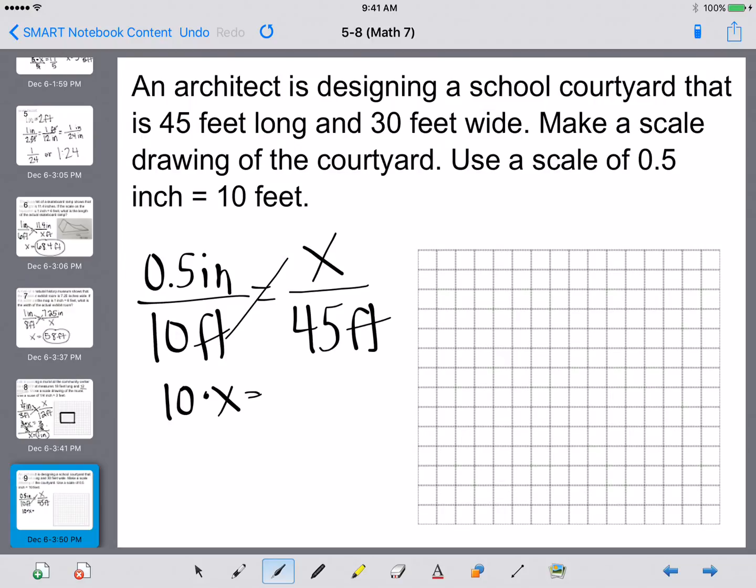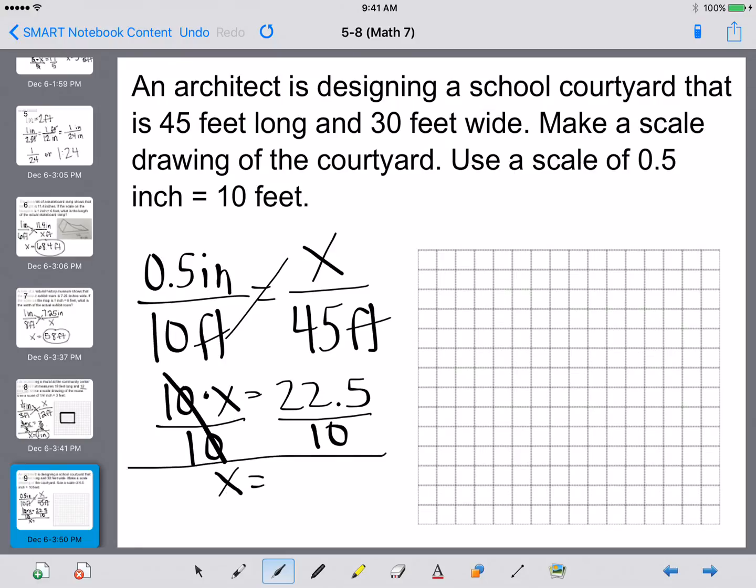equals 0.5 times 45, which gives us 22.5. To get X all by itself, we're going to have to divide by 10. What you do to one side, you do to the other. Our 10s cancel out, and we get X equals 22.5 divided by 10. I'm going to move my decimal over, and it's 2.25, which would be 2 1/4.